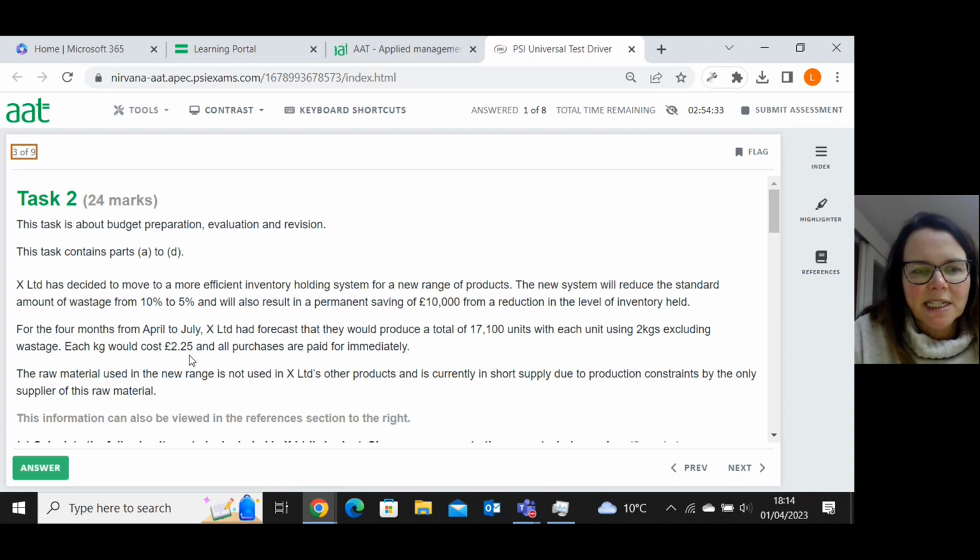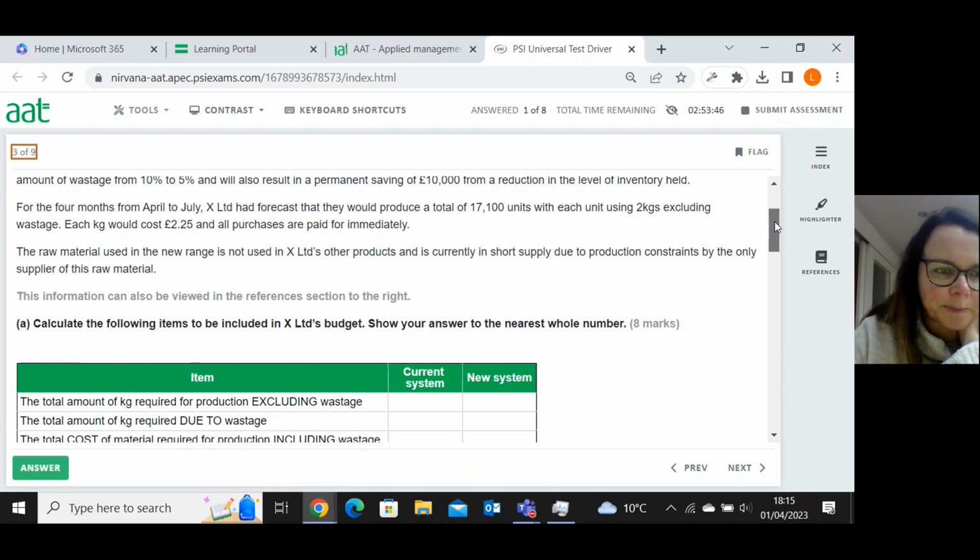Each kilogram would cost £2.25, all purchases paid for immediately. The raw material used in the new range is not used in their other products and is currently in short supply due to production constraints by the only supplier of this material. Well, I've got alarm bells ringing there, left, right, and centre. If something goes wrong with the new product, we're stuck with all this material, be it that we've reduced the amount we're holding, but it's in short supply and there's only one supplier. That just sniffs of a lack of competition and then being able to put up the price unexpectedly. So just a few thoughts as I've read through that intro.